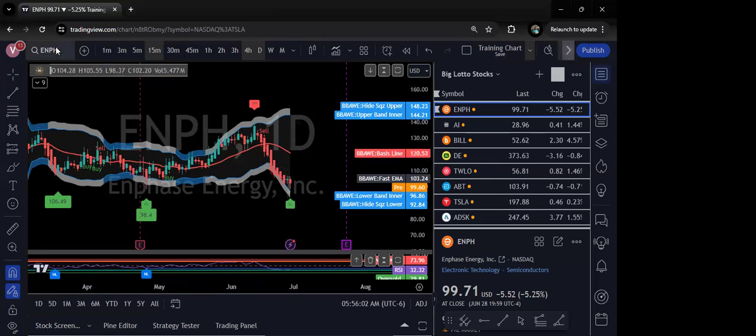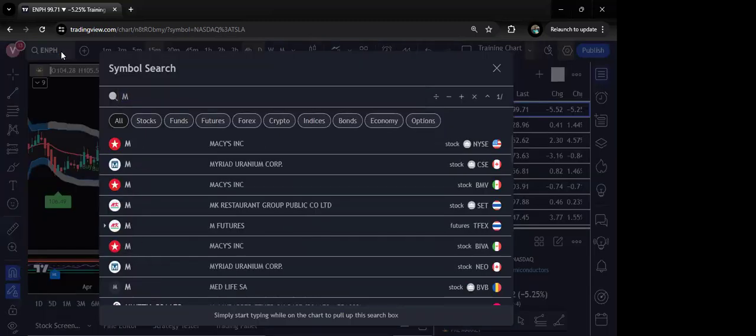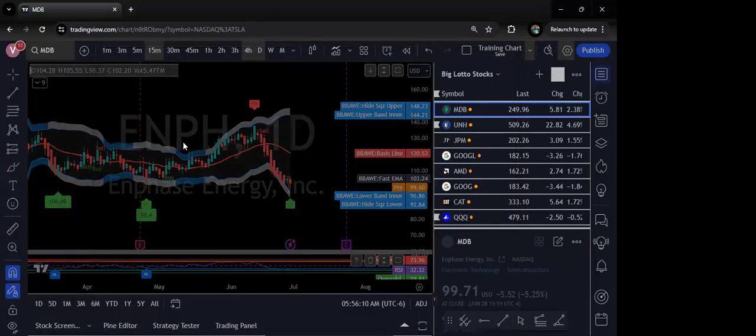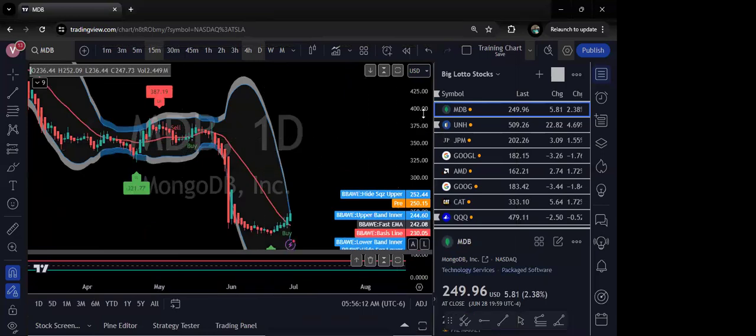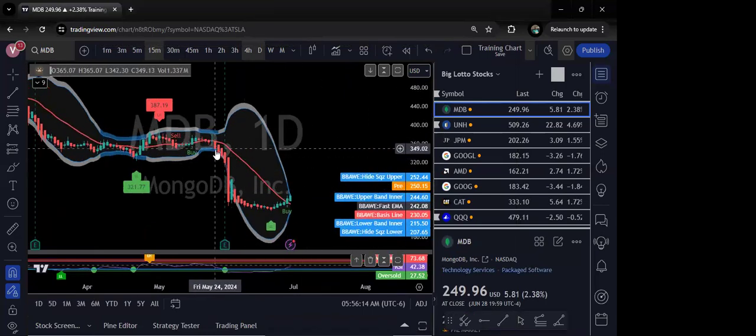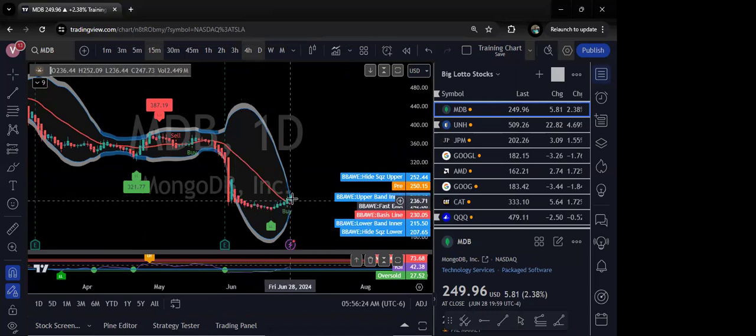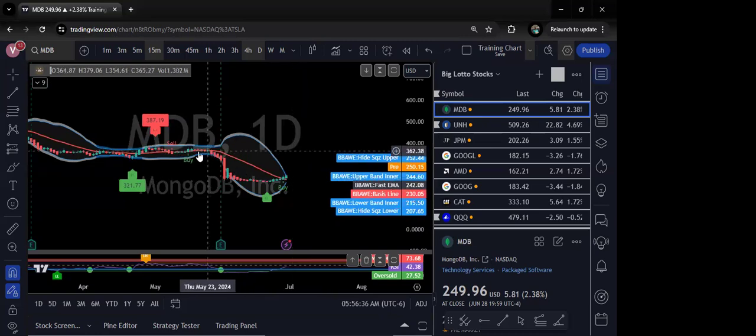Now, if you look at MDB, it was also bearish. So this is what you're anticipating. It was on the lower band, widening on the lower side, and then now it stops and crossed above the mid band, and now it's moving towards the upper band and it's squeezing now. So this is what you're anticipating.